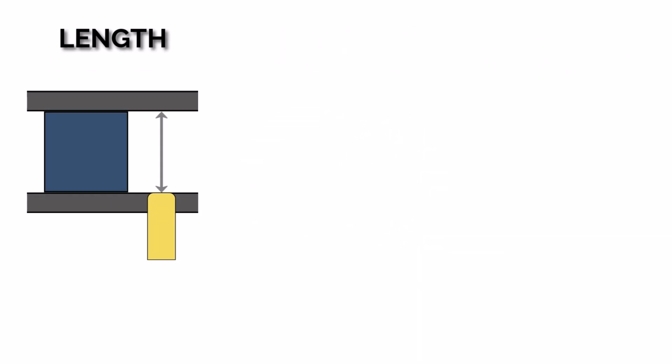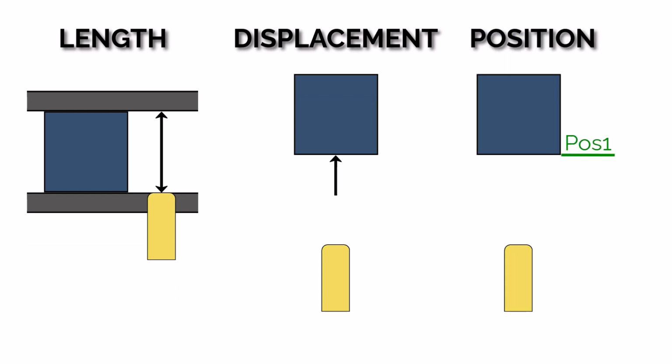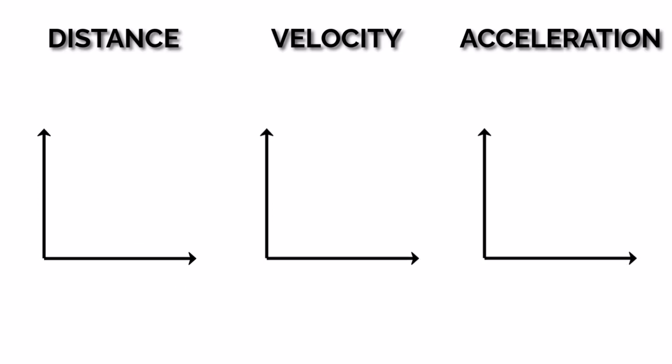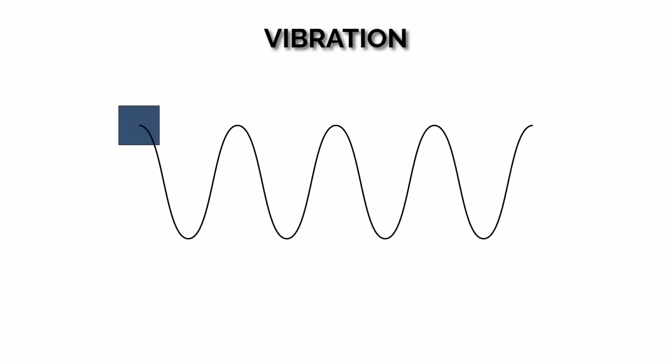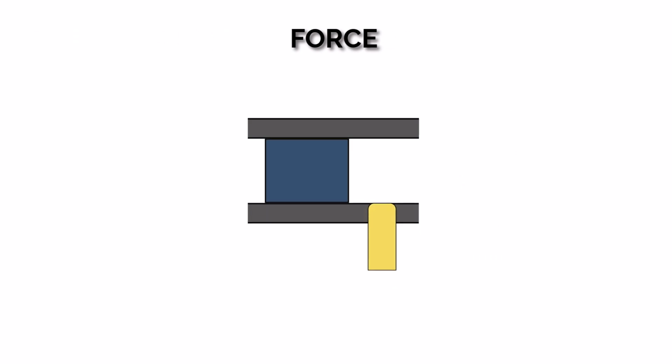Now, by measuring the distance, we can measure the length of an object, the displacement, and the position. As you know from physics class, we can additionally derive the velocity and the acceleration from the displacement of an object over time. We can also measure the vibration, or more specifically the frequency of a movement and its amplitude. If we use this type of sensor to measure the deflection of an object, we are even able to calculate the force that is acting onto that object.